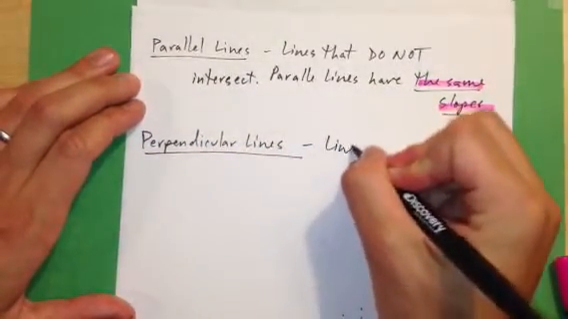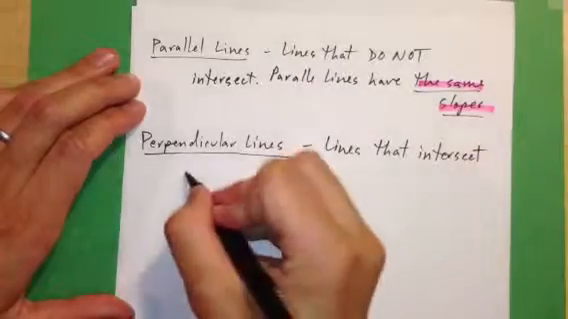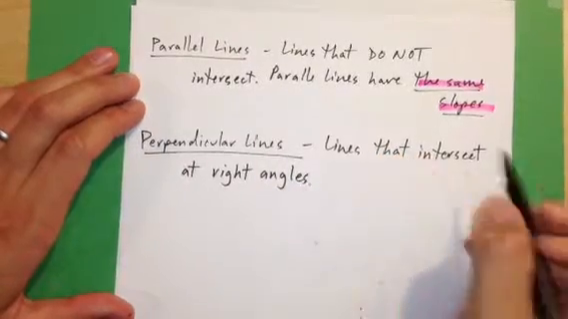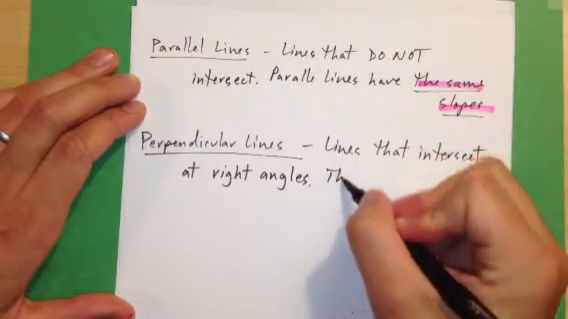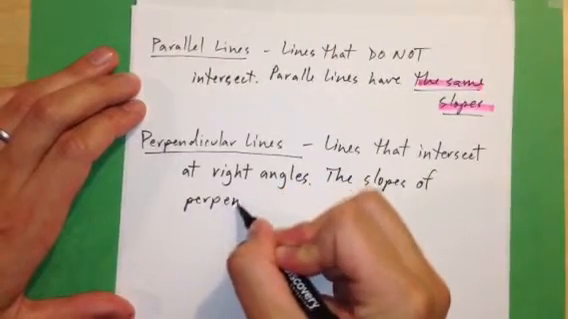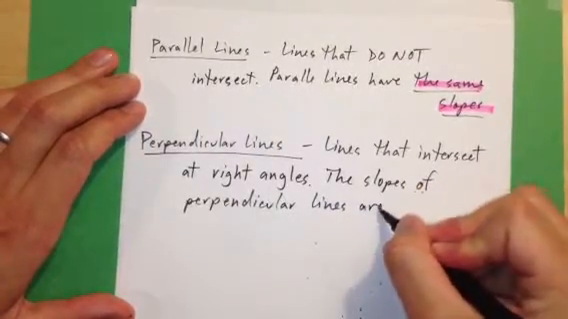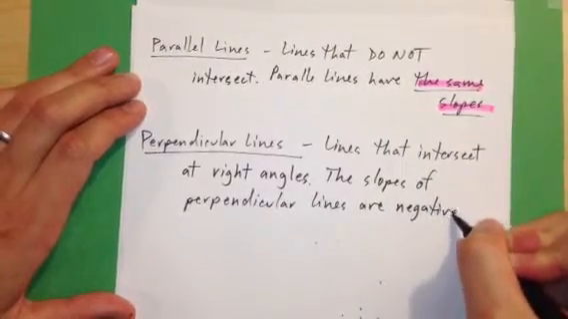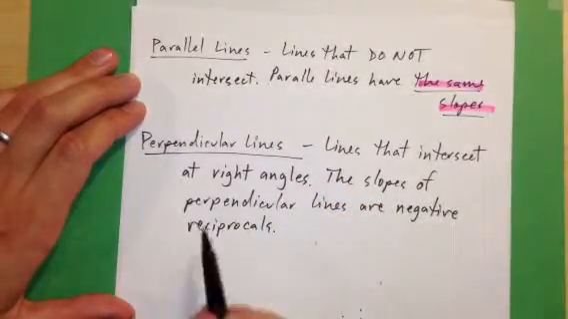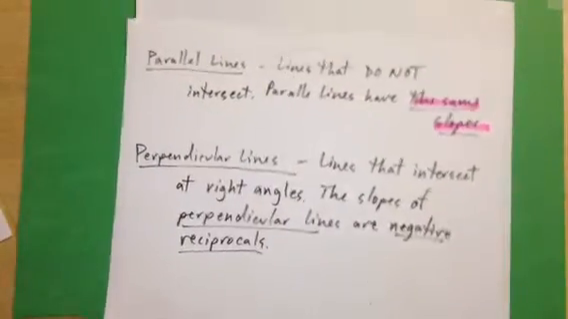Perpendicular lines are lines that intersect at right angles or 90-degree angles. The slopes of perpendicular lines are negative reciprocals. So let's take a look at two examples here for parallel and perpendicular lines.